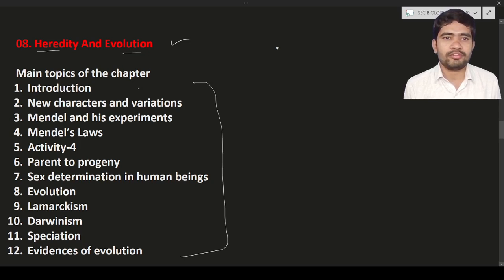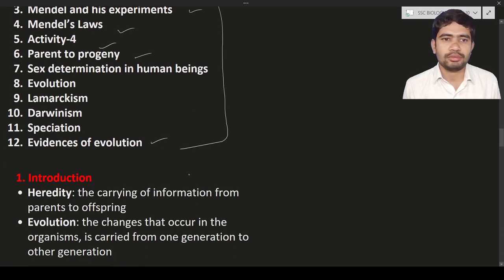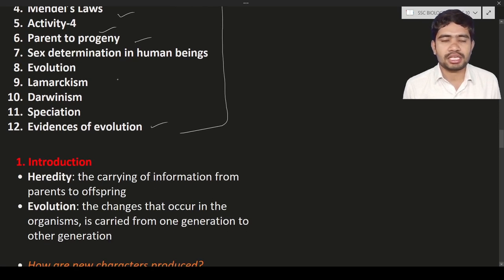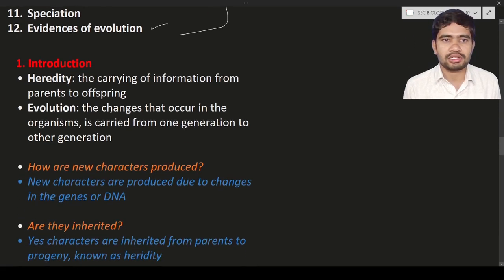So first is the introduction, a little bit of introduction in this lesson, then new characters and evolution, Mendel and his experiments, Mendel's laws, activity 4, parents to progeny, and all the different activities along with it, ending with evolution, evidences of evolution. These are all the main topics that we discuss in this chapter. Even all these topics have subtopics. So these are the main ones. First we will discuss the introduction in this lecture.